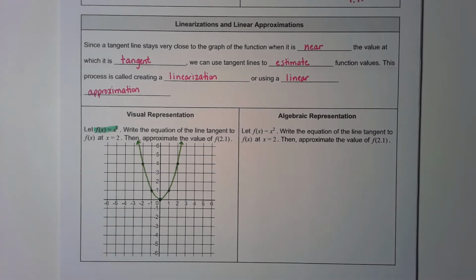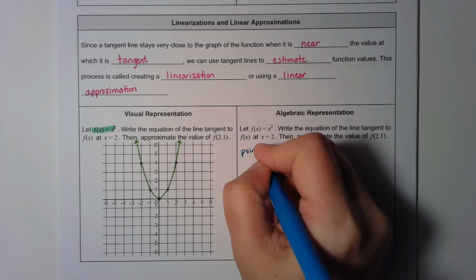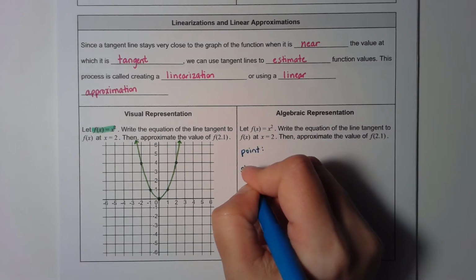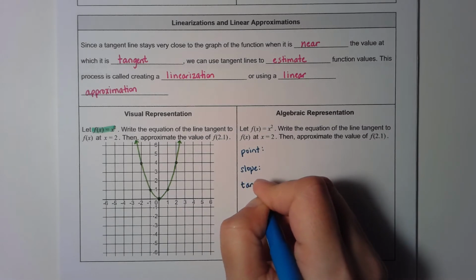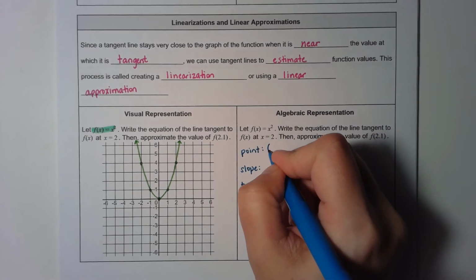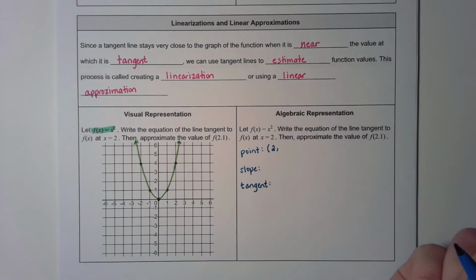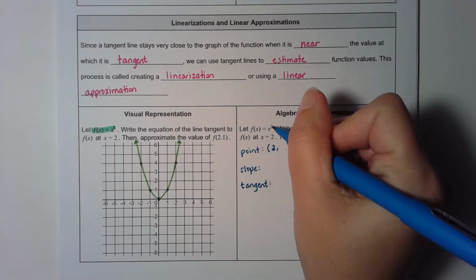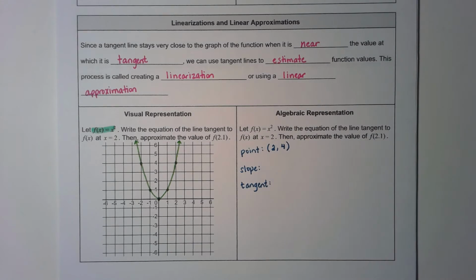So to write the equation of the tangent line, we're going to need a point, and we're going to need a slope, which allows us to write the tangent line. Now, my point here is going to be the point 2, comma, because x is 2. And then to get the y value, I'm going to plug that into the original f of x function, which gives me 2, comma 4.